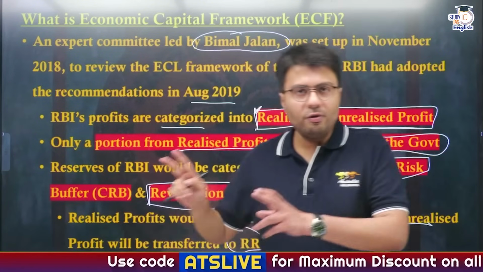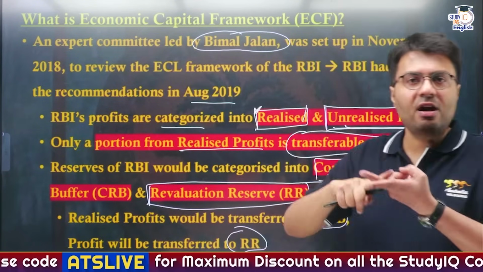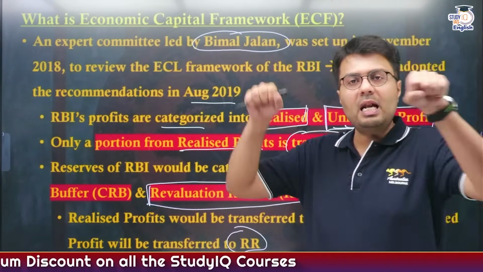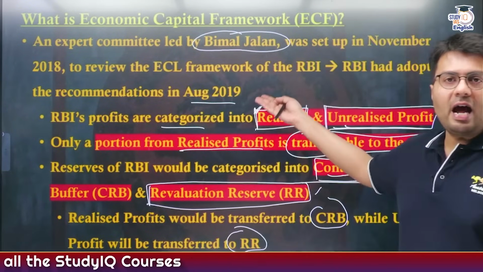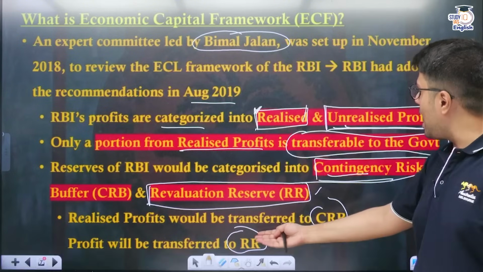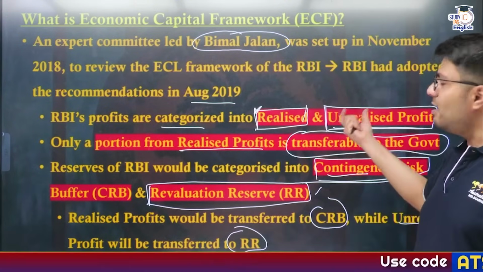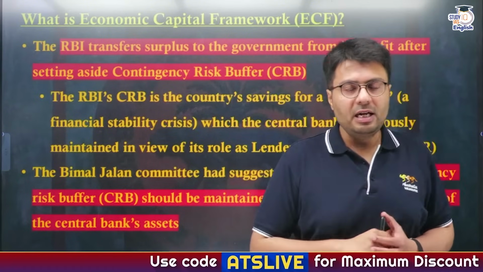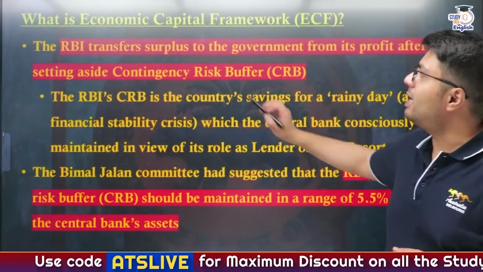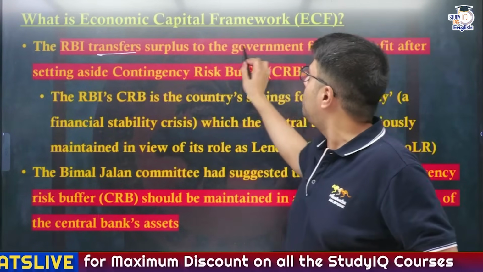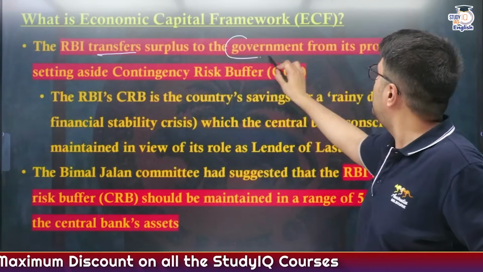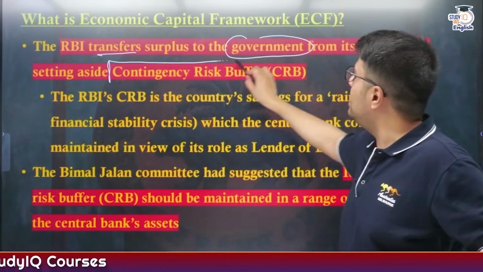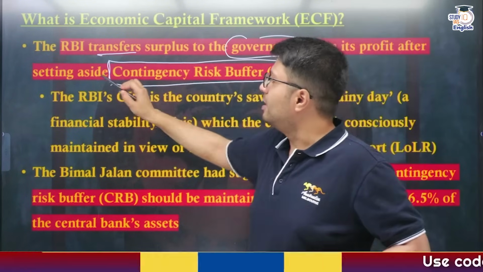You understood this? First was the distinction between realized and unrealized profit. Then was forming two different accounts, CRB and RR. In CRB we will add realized profit, and in RR, that is revaluation reserve, we will add unrealized profit. Now another suggestion that the Bimal Jalan committee made was that RBI will transfer the surplus of its profit to the government after setting aside some money in the contingency risk buffer, right?